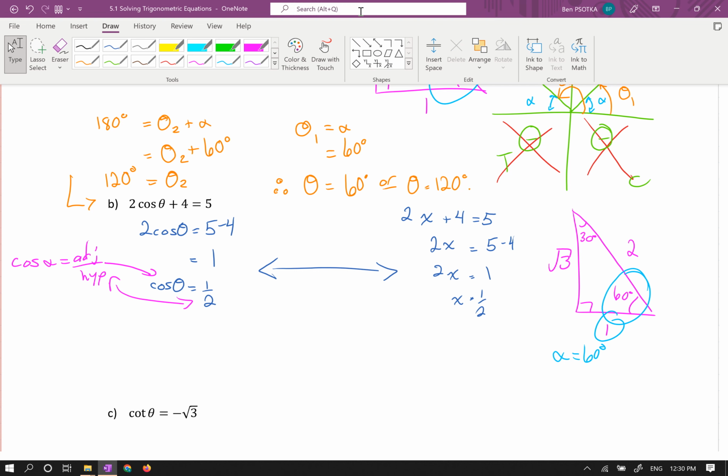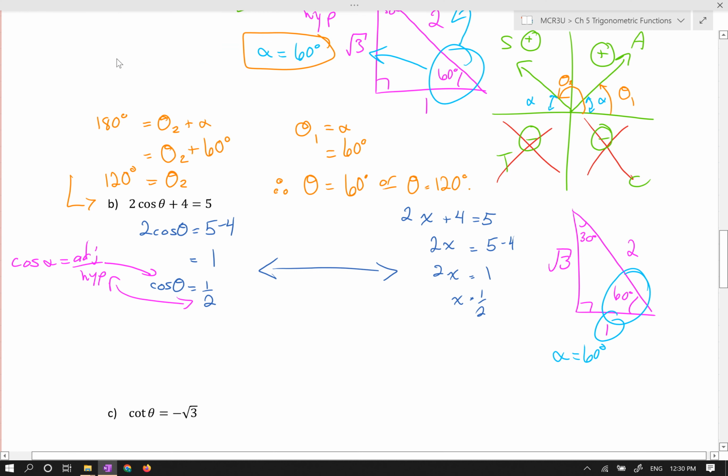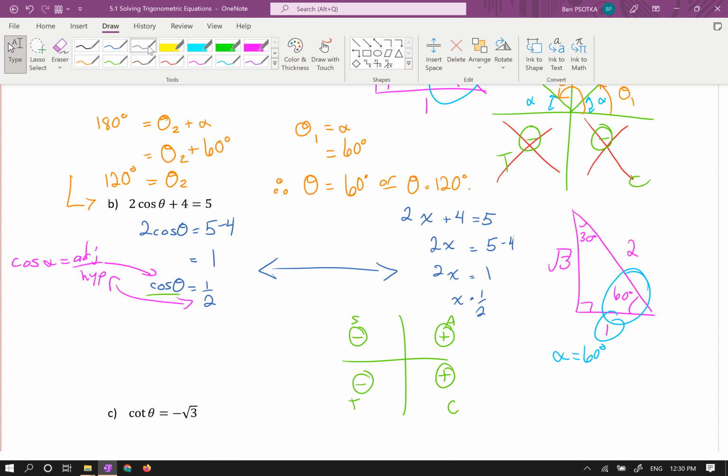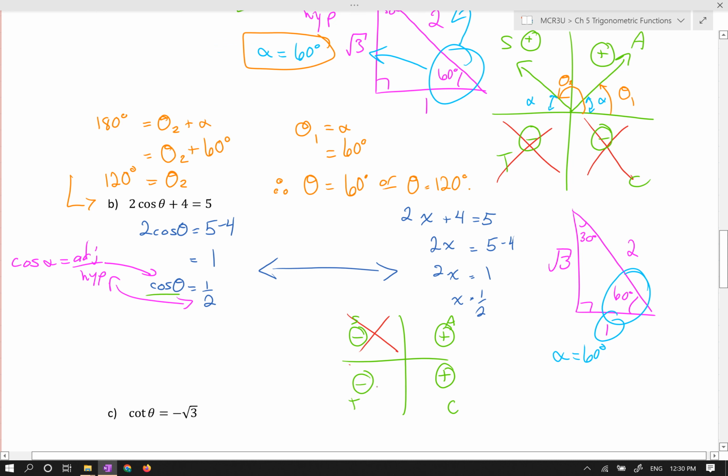Good, and if my theta is equal to 60 degrees, I can use that along with my CAST rule. Let's bring up our CAST rule. What kind of a ratio am I working with this time? The cosine ratio. So the cosine ratio is positive in quadrant 4, it's positive in quadrant 1. It's negative in quadrant 2, and it's negative in quadrant 3. So that means I'm definitely not working in quadrant 2 or quadrant 3 because, and this is the key here, this ratio is positive. If the ratio was negative, then we would only be working in these 2 quadrants.